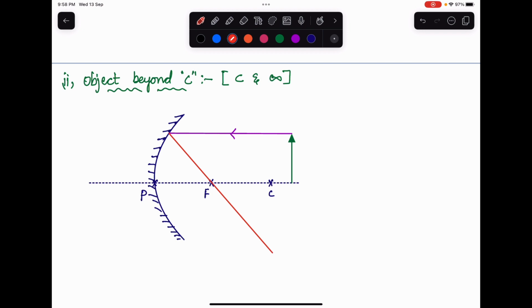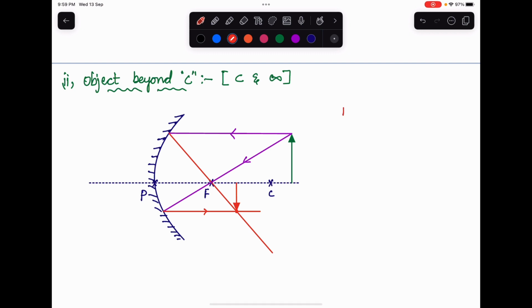Now take the help of one more rule. So take rule number 2: light ray passing through focus. What happens after reflection? According to rule number 2, after reflection it goes parallel to the principal axis. Done. So now you can identify that the two reflected rays are meeting at this point. So if I draw an image over here, this is your image formed.